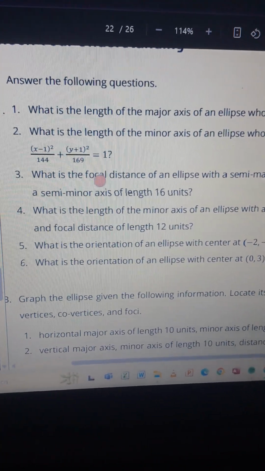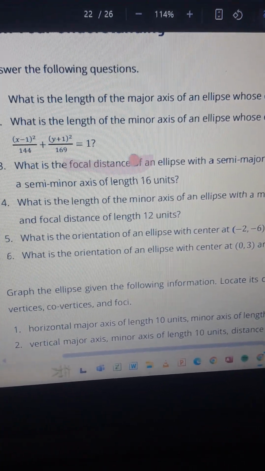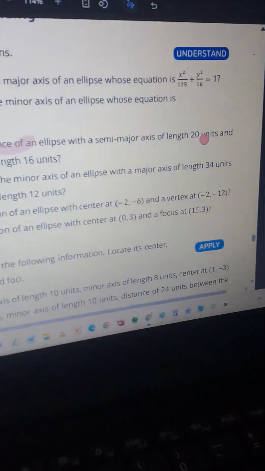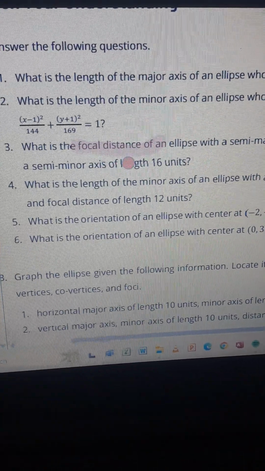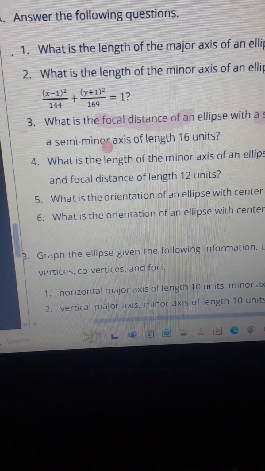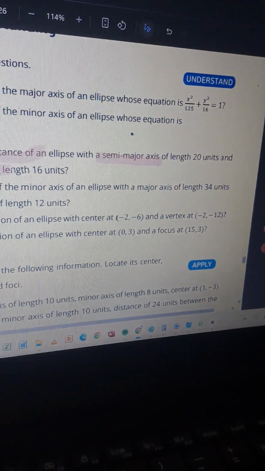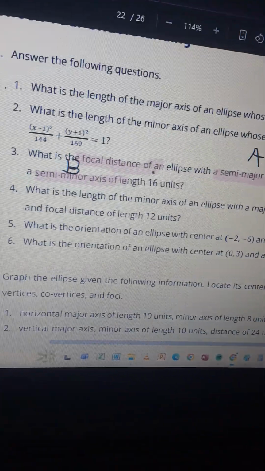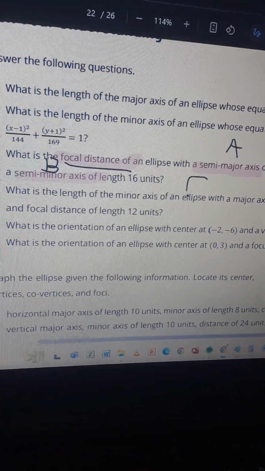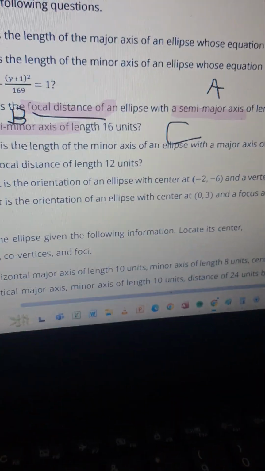Number 3. What is the focal distance of an ellipse with a semi-major axis of length 20 units and a semi-minor axis of length 16 units? So, ang gihatag nato kay semi-major and ang gihatag po kay semi-minor. Semi-minor and semi-major are A and B. Diba? Major is A and our minor is B. So, ang gipangita man kay focal distance, which is our C. So, how are we supposed to do that?